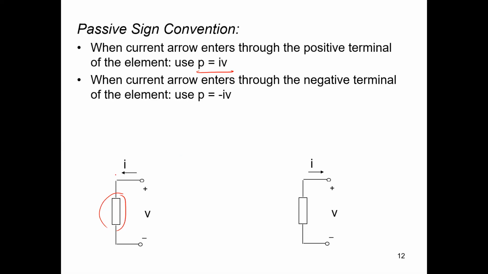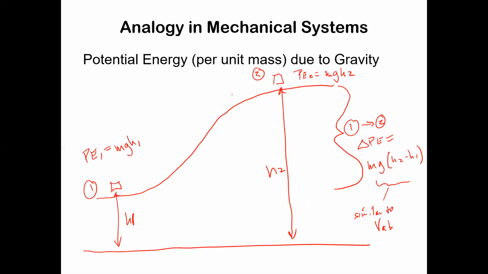This is P equals IV. When the current arrow enters through the negative terminal, use P equals minus IV. When you think about passive sign convention, it's so easy. Just go back to this: which direction is that box going to want to go? It wants to go downhill. Boxes want to go from high potential energy to low potential energy. That's passive. It doesn't take any energy to do that; it's going to release energy. It's just going to fall downhill. Anybody can fall downhill, right? That's passive. But to actually go uphill, you have to push it up. That's sort of active. It takes energy to do that.